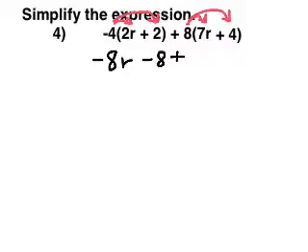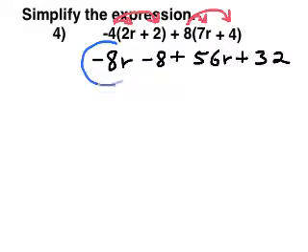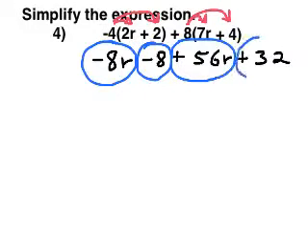8 times 7r is 56r. Plus 8 times 4 is 32. Okay, now if we look at each of these as signed numbers, we can move them around. What I mean by that is instead of seeing this as minus 8r minus 8 plus 56r plus 32, we'll see them all as being added together. We'll see them each individually as a negative 8r plus negative 8 plus 56r plus 32.